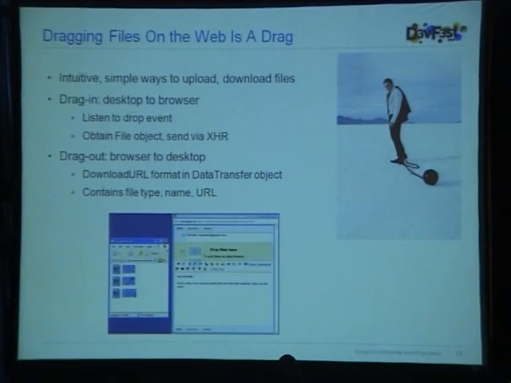How does this work? Well, you get a data transfer object that has a download URL that you can specify such that when you do a drag out from the browser, Chrome is able to take that download URL and know what file to actually download to the desktop. That's for drag out. For drag in, you get a file object that you can then do multiple things with. You can get the contents of the file as a blob and display that in something like a canvas, or you can take that file and, for instance, send it up to the server using XHR. So you've got multiple options for things that you can do with files being dragged onto your application.